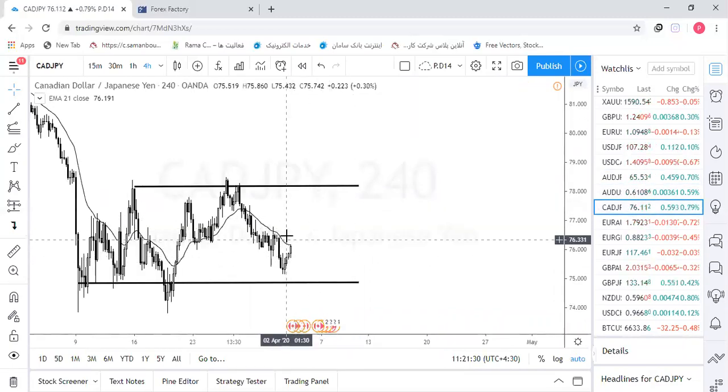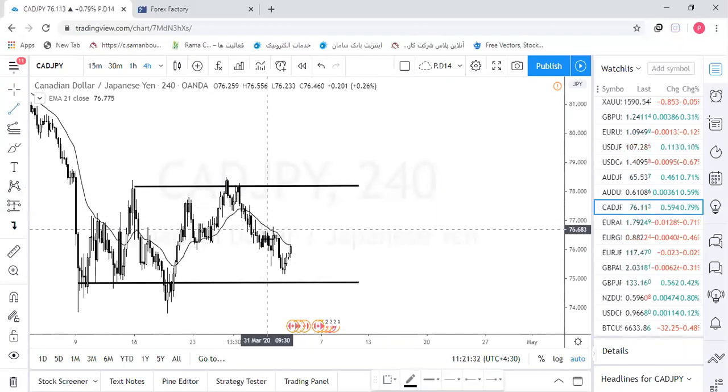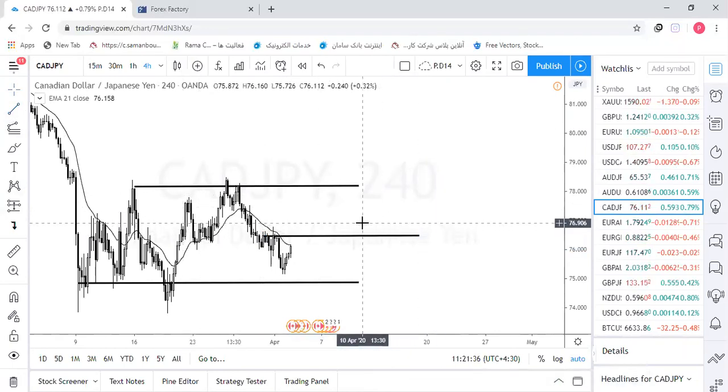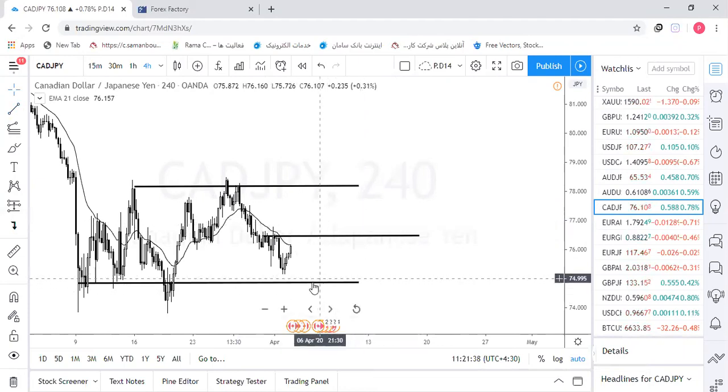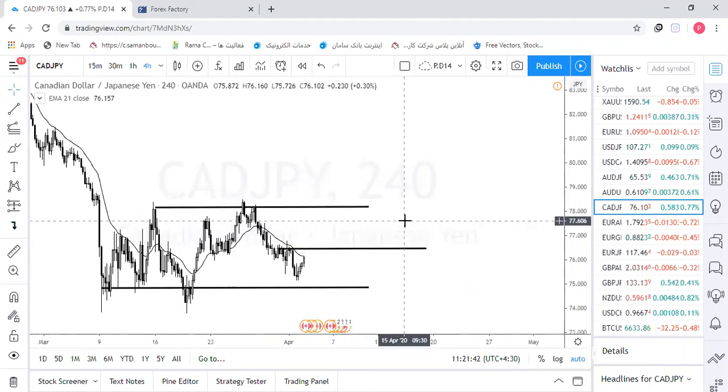CADJPY price is still above the last lower high. If price breaks this area, it will go up, but I don't think so. I think price will retest the bottom of the range before that. So let's see what will happen.